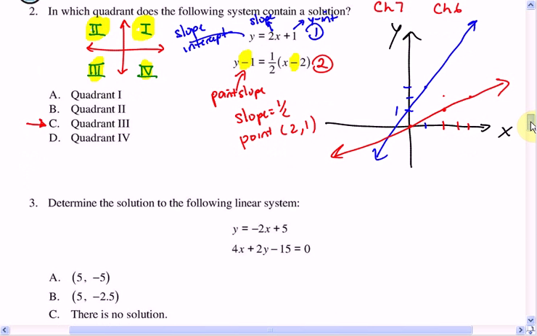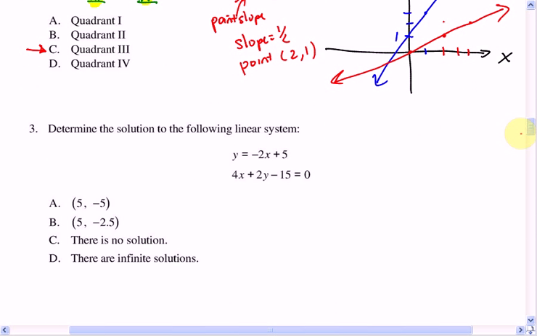No calculator required. Okay, determine the solution of the following linear system. Once again, you might be seeing this and you think, oh, this is nice, let's use elimination. I'd probably say no to elimination, let's do substitution since it's just y by itself.